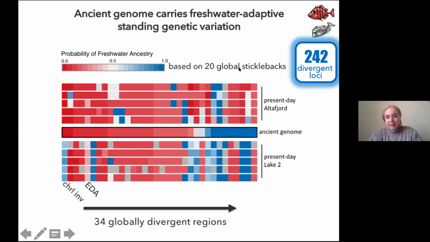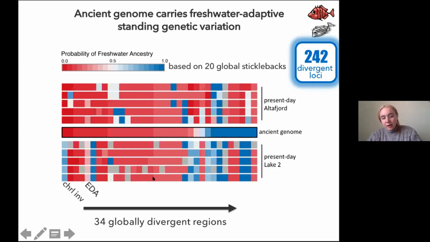What is more striking, I think, is that we can see some freshwater adaptive alleles in the ancient genome, but not in the present-day Lake 2 population. So this means either they never got established in the population, or they got lost over time at some point throughout the last 12,000 years. And that means that there's maybe some constraint on parallel adaptation.